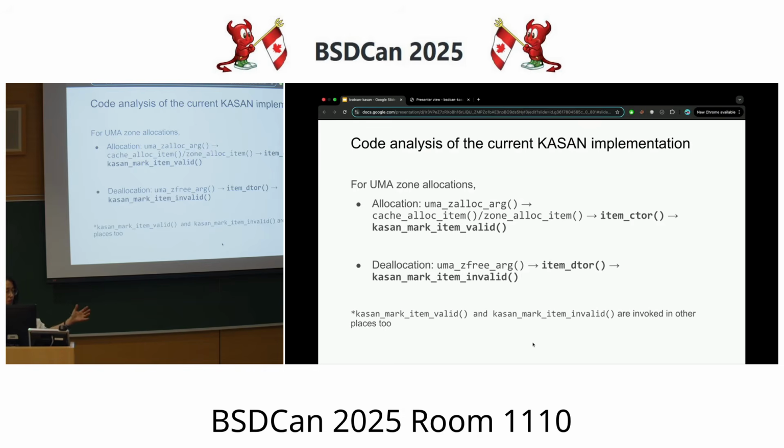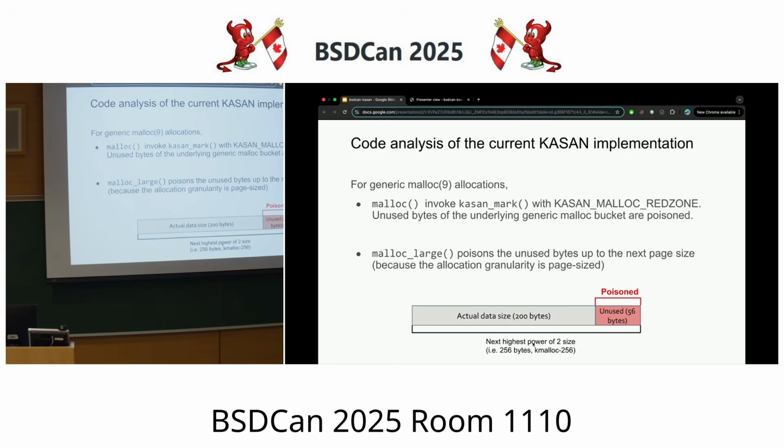And you know that zone items are of fixed size. When you create a UMA zone, you supply the zone item size, and the zone will only allocate items of a fixed size. So if you call this function, it will only paint that fixed-size zone item as valid. And the same for deallocation: when you invoke uma_zfree_arg, it will mark it as invalid. It's very simple, right?